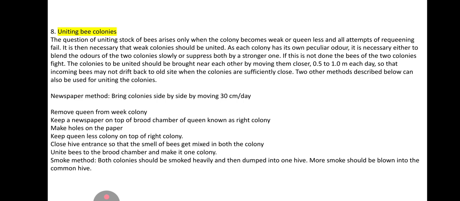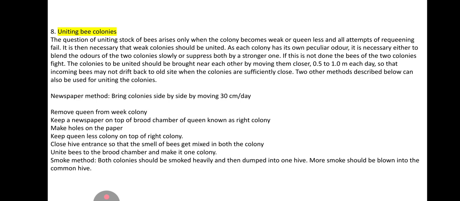Then uniting bee colonies. Here the question of uniting stock of bees arises only when the colony becomes weak or queenless and all attempts of requeening fail. It is then necessary that weak colonies should be united. As each colony has its own peculiar odor, it is necessary either to blend the odors of the two colonies slowly or suppress both by a strong one.